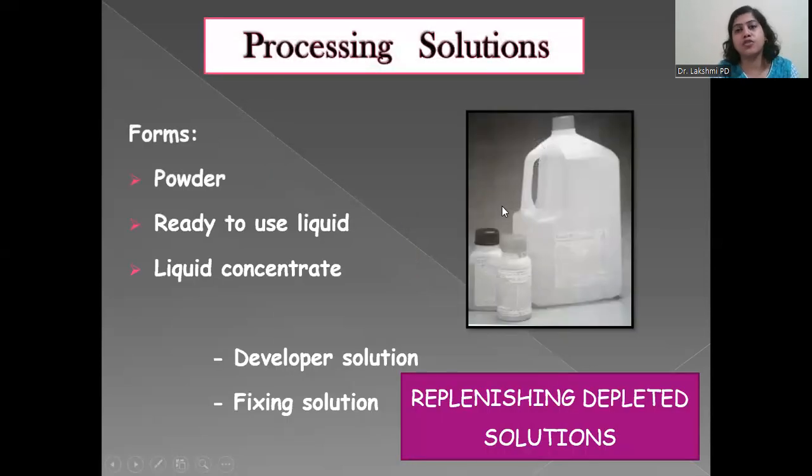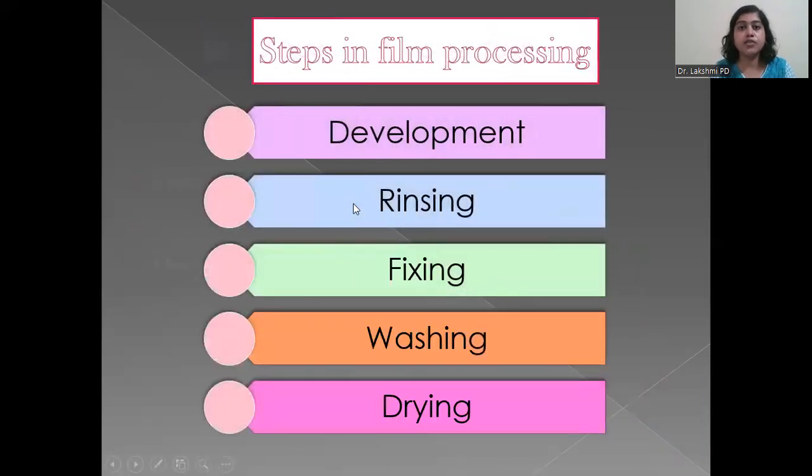Now, moving on to the processing solutions. Processing solutions come in various forms: powder form, ready-to-use liquid form, as well as liquid concentrates. These can be mixed and replenished as and when required. And always make sure the solutions, once they are oxidized or completely lost in action, are replenished according to the usage or according to the timely events. Now, the various steps in film processing include development, rinsing, fixing, washing, as well as drying.